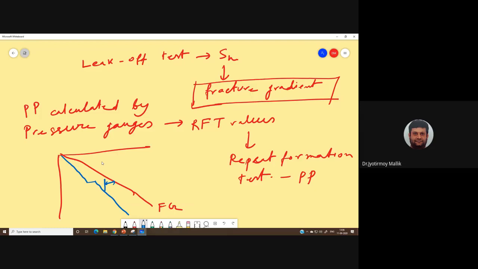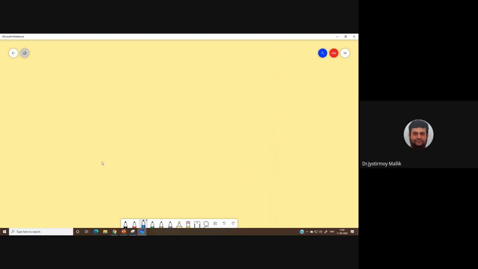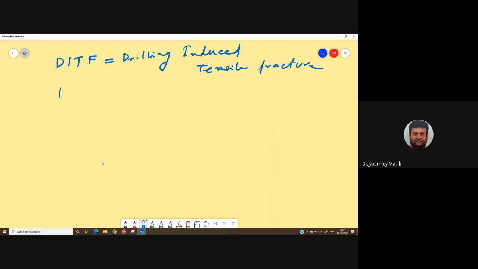Okay. Now, there are two more things that I want to discuss today. One we call DITF, and that stands for drilling induced tensile fracture, and another one we call breakout, or we also call it borehole breakout.